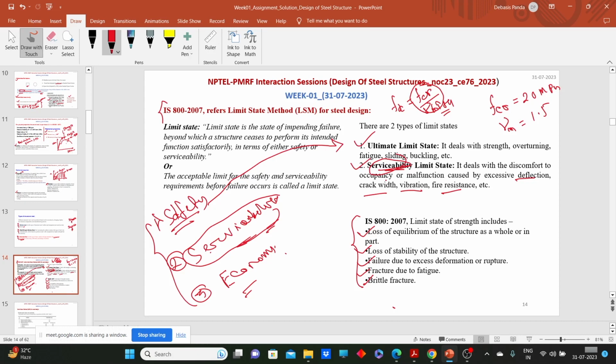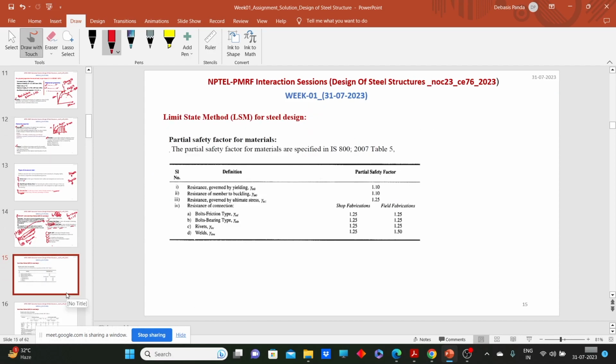So we have two limit states, right? Think, when we designed the RCC structure, we designed only with respect to the ultimate limit state. But the serviceability limit state also comes into play when there may be excessive vibration, excessive deformation or excessive deflection. So for these conditions, we need to consider this serviceability limit state. Now we are dealing with the limit state method of design.